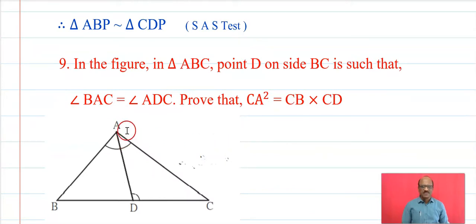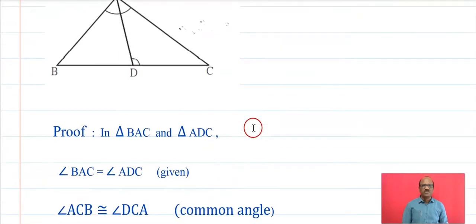Now the question number 9. In the figure, that is in triangle ABC, the point D is on the side BC such that the measure of angle BAC is congruent to the measure of angle ABC, and then prove that CA square is equal to CB into CD.